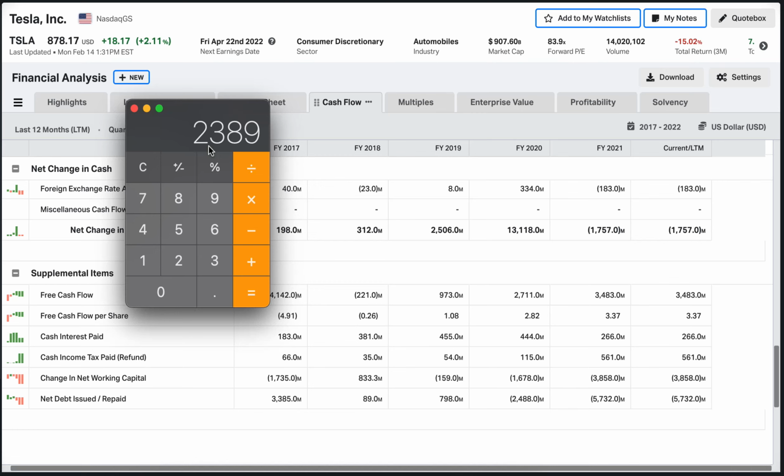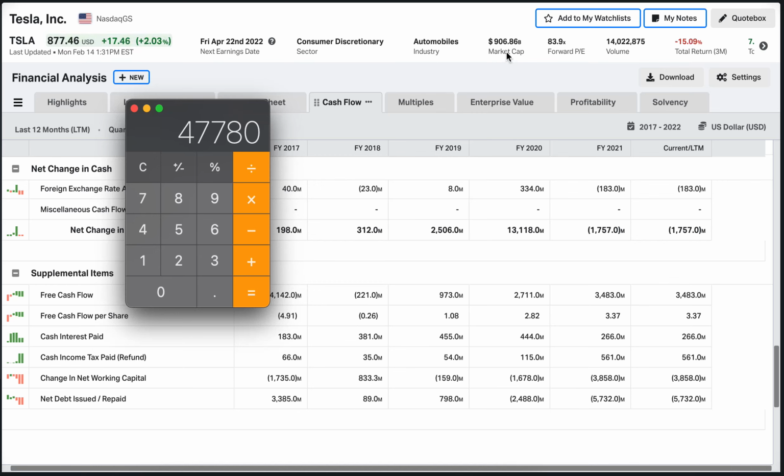So if I multiply this free cash flow with 20, I'm getting $47 billion in terms of the expected market cap that I'm willing to pay for. Let's say $48 billion for its market cap. But currently we are sitting at a market cap of $900 billion, almost $1 trillion. So this is massively different than what we would want it to be.